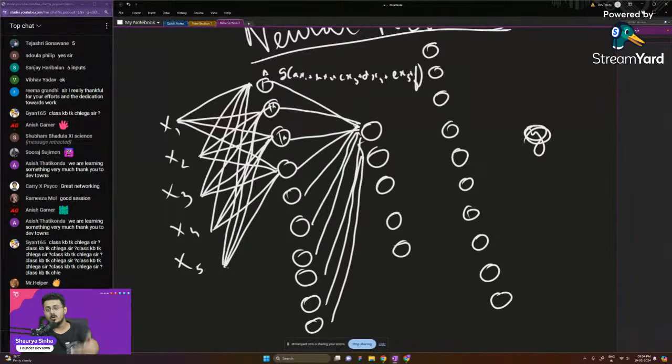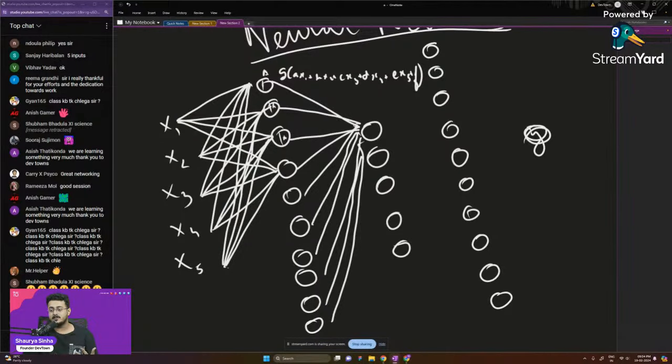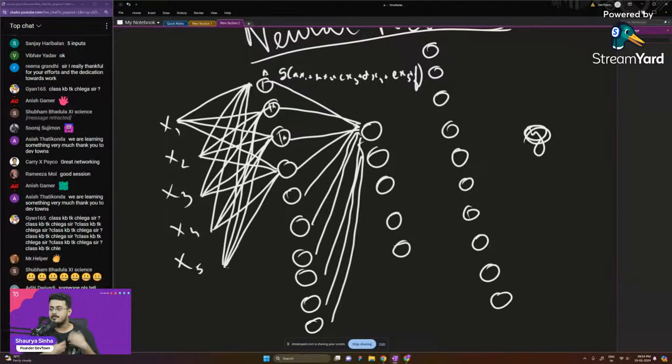The number of neurons in any layer will always be in the range of 2 to the power n, guys. It should always be like 2 to the power n. Can somebody let me know why this is the case? Why is this observed to give us the best results? Can somebody think about it?